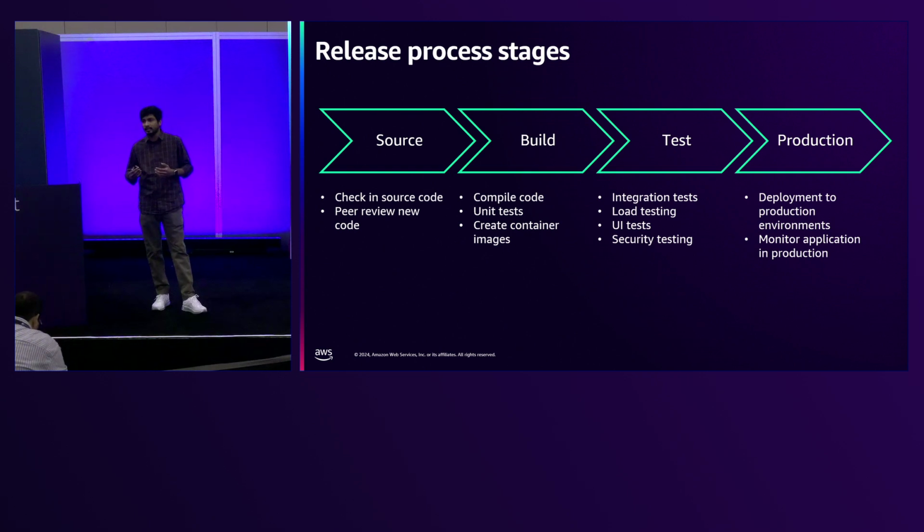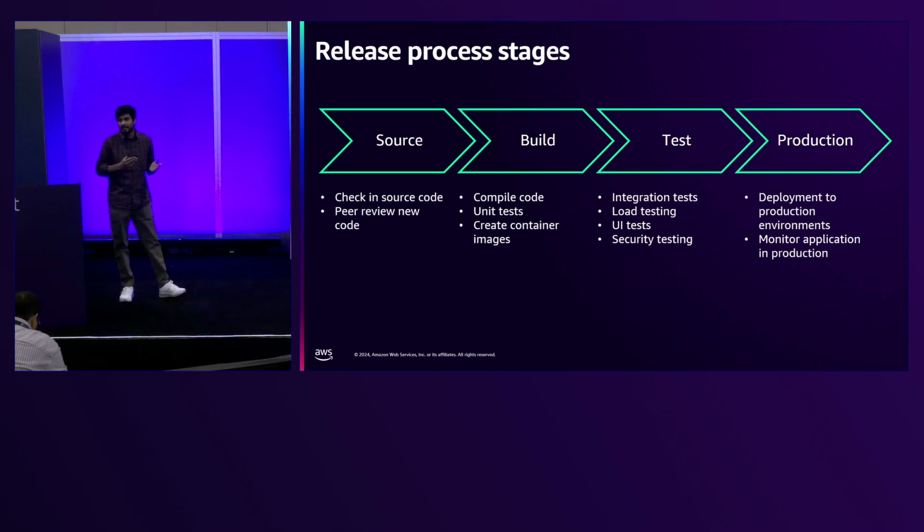And if you're running the container workloads, this is where you're going to generate the container image and pushing it to a repository like Amazon ECR. And once that Docker image is ready, we are going to deploy it into the test stage, right? And all the testing happens here, including integration testing, load testing, security, and everything. So if everything is looking good at this stage, then only we are going to deploy the application into production.